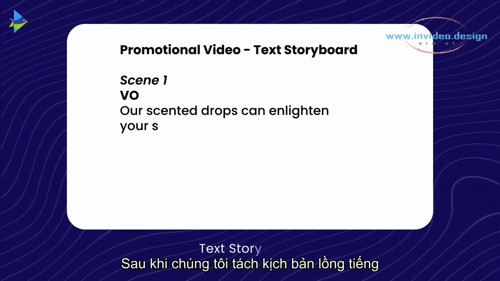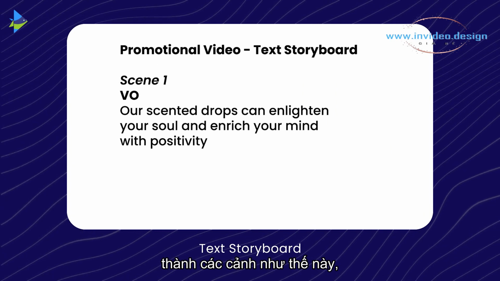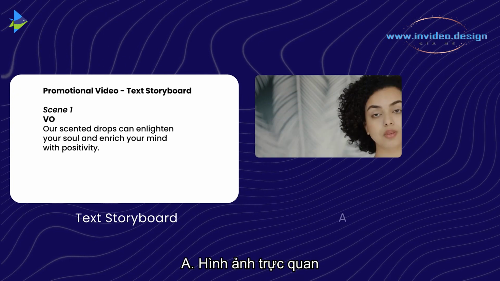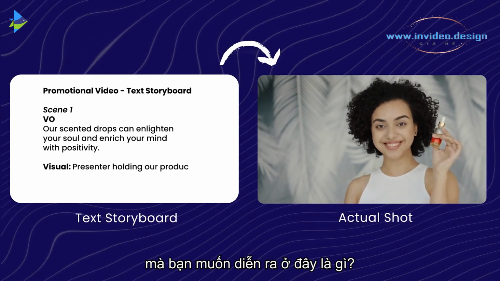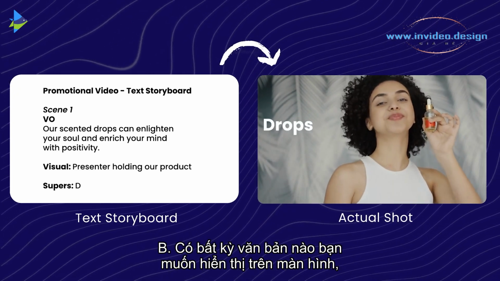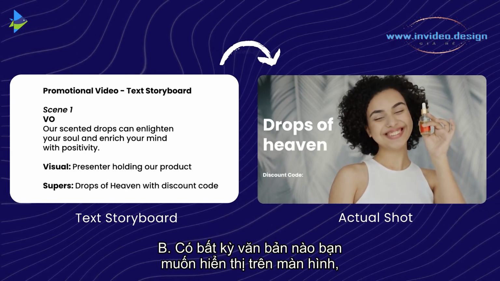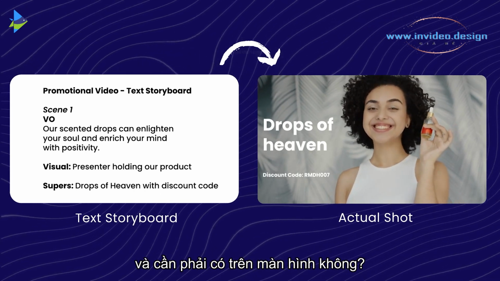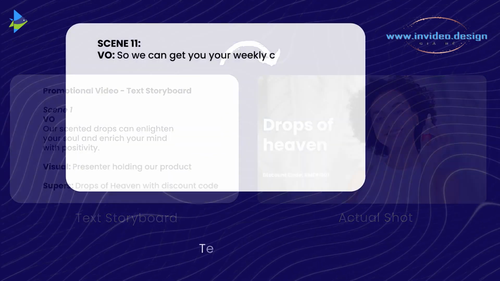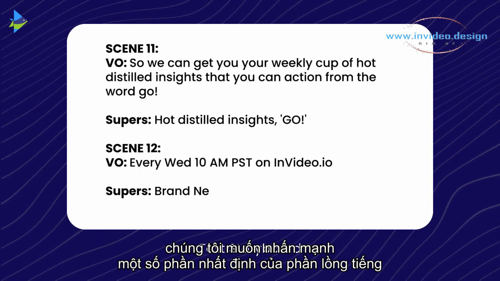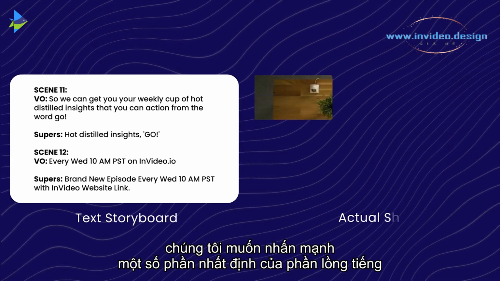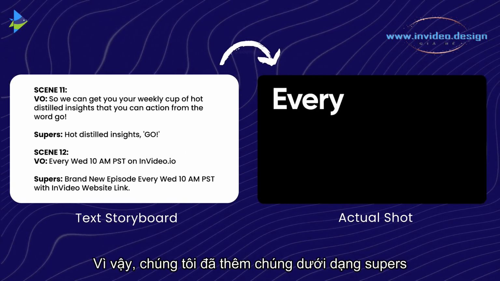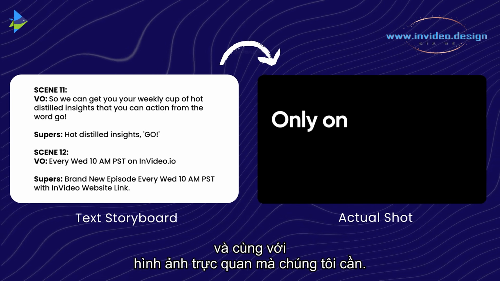Once we have our voiceover script separated into scenes like this, you can then go in and add 2 more layers of details. A. What is the visual imagery you are expecting to play out here? B. Is there any text that you want displayed on the screen, like a discount code or a CTA or some text that is important and needs to be on the screen? So for instance, in the last few scenes of our video, we wanted to emphasize certain parts of the voiceover since they were the key takeaways we wanted people to remember. So we added them as supers along with the visual imagery we needed.